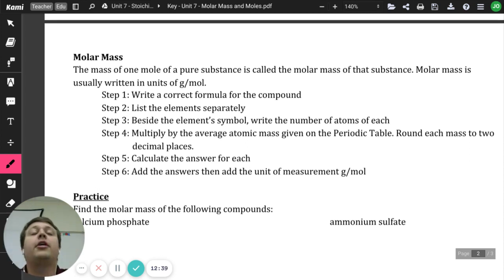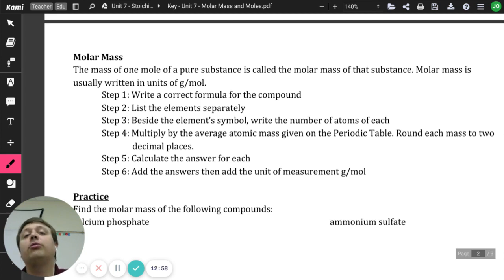So how do we do this? First step is to write your correct formula for your compound. So the very first step is to fall back on our rules from last unit, those naming rules, right? Writing our formulas. So swap, drop, reduce if it's ionic. If it's covalent, we just write what we see.